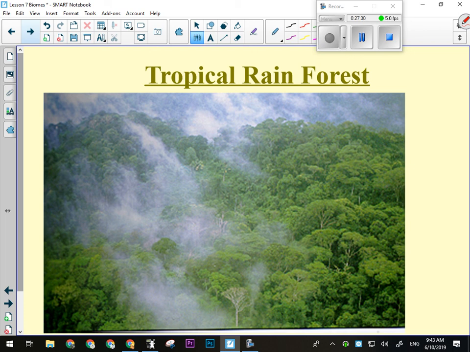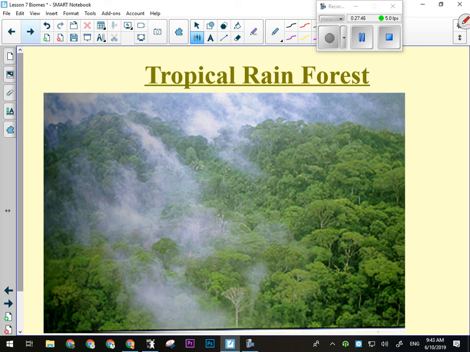What we see in a tropical rainforest is layer upon layer of vegetation. Lots and lots of trees and undergrowth.